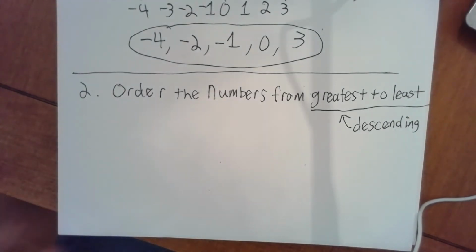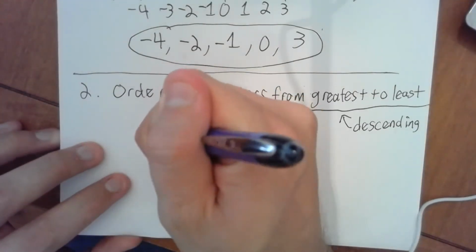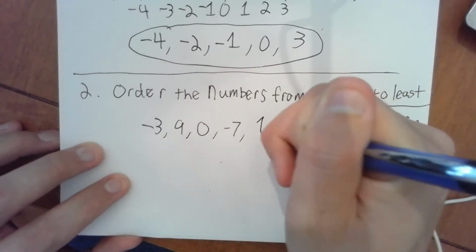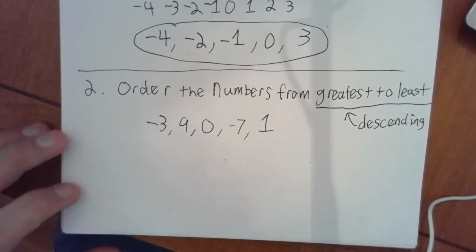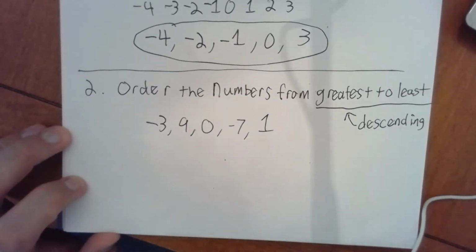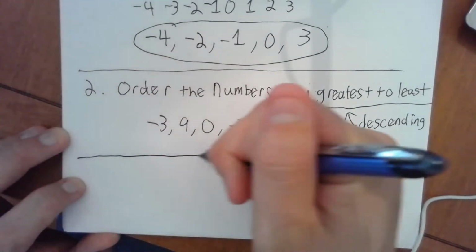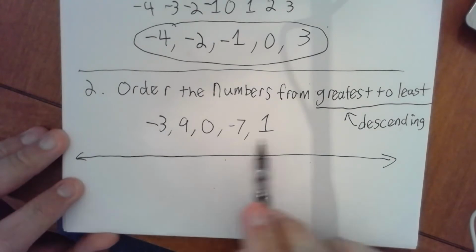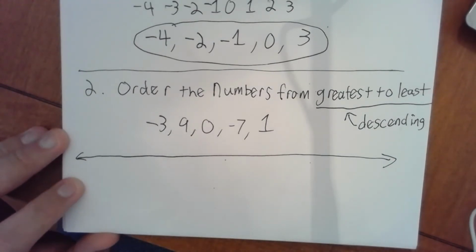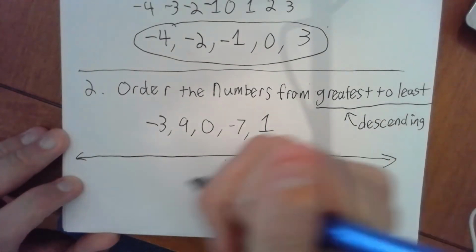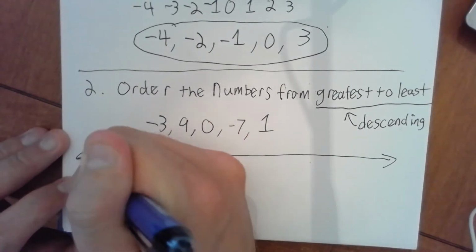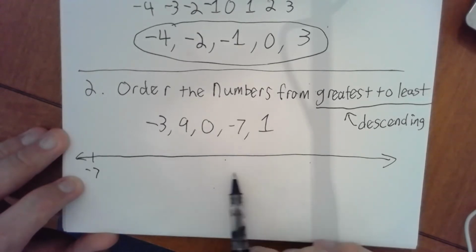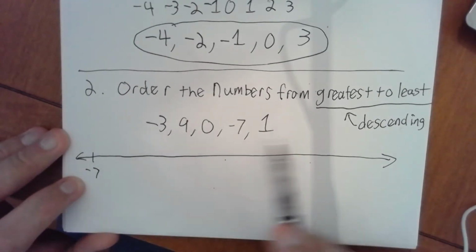Okay, so here are our numbers. -3, 9, 0, -7, and +1. Once again, I need to make a number line. Now I'm going to have to make this number line really, really long. Because I've got to make sure that I encompass all of these numbers. So let's say, I'm just going to start from -7 because I already know that -7 is the smallest number. But if you don't know that, you start from 0 and you go out in both directions until you've hit all the numbers.